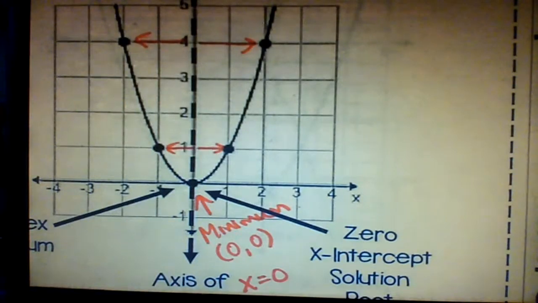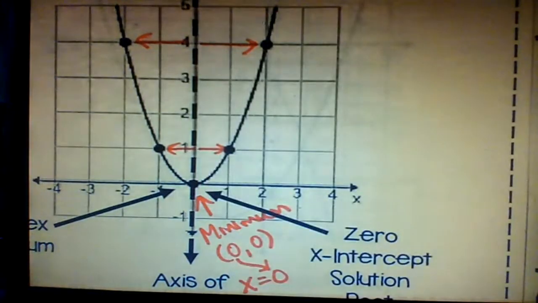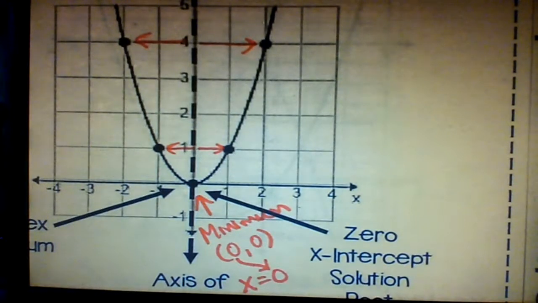Okay. Where did I get x equals 0 from? Well, that came from here. If my minimum is at 0, 0, my axis of symmetry is x equals whatever the x value is of my vertex. Yes, it could be 1, 0. It could be negative 7, 0. It could be 1, 2. It all depends on how I manipulate the equation.